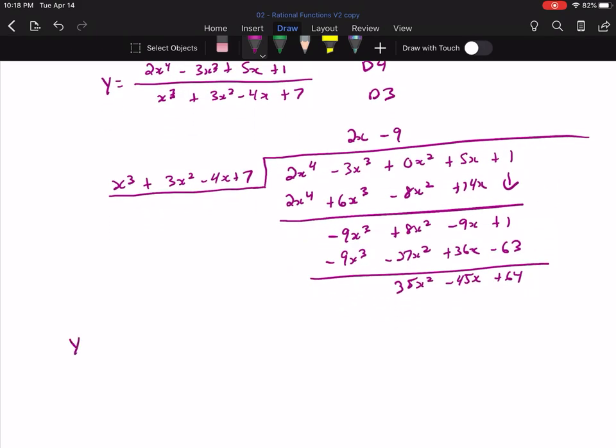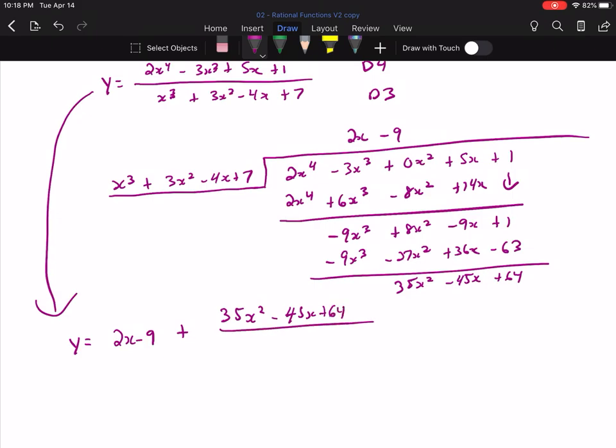Okay. Here's the big moment here, though. What I found out was this function, when I did long division, is made up of two parts. The quotient, 2x minus 9, plus a remainder, 35x squared minus 45x plus 64 over the divisor. And we didn't write a lot of them like that last chapter. We just acknowledged that it could be written like that.